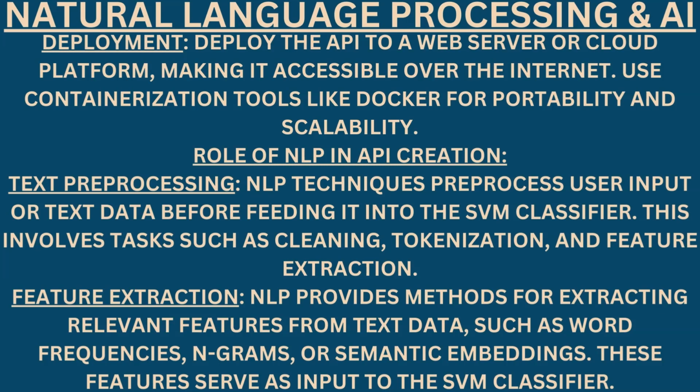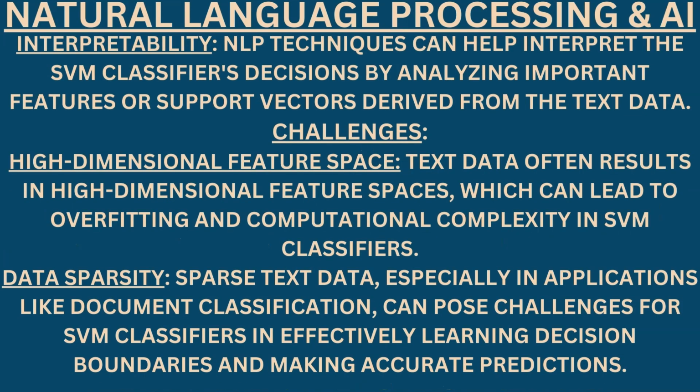This involves tasks such as cleaning, tokenization, and feature extraction. Feature extraction. Natural language processing provides methods for extracting relevant features from text data such as word frequencies, n-grams, or semantic embeddings. These features serve as input to the SVM classifier. Interpretability. Natural language processing techniques can help interpret the SVM classifier's decisions by analyzing important features or support vectors derived from the text data.